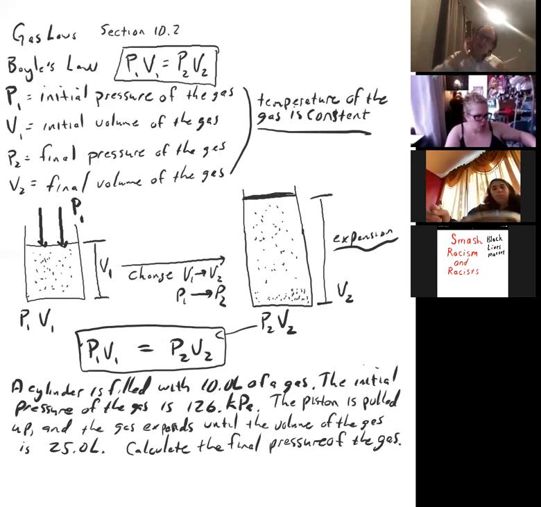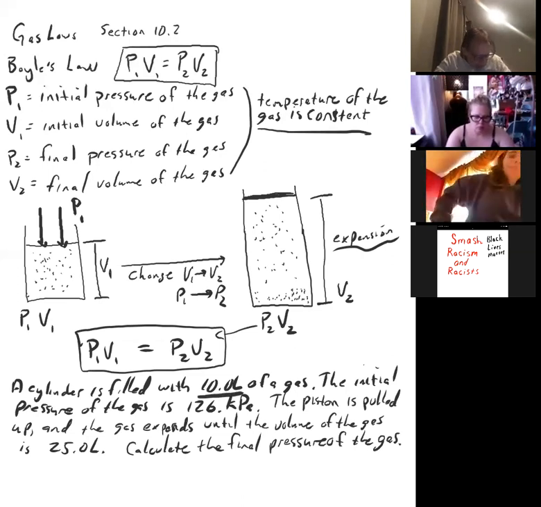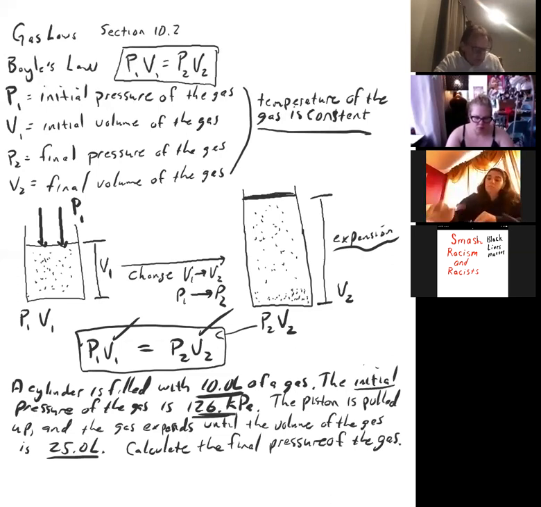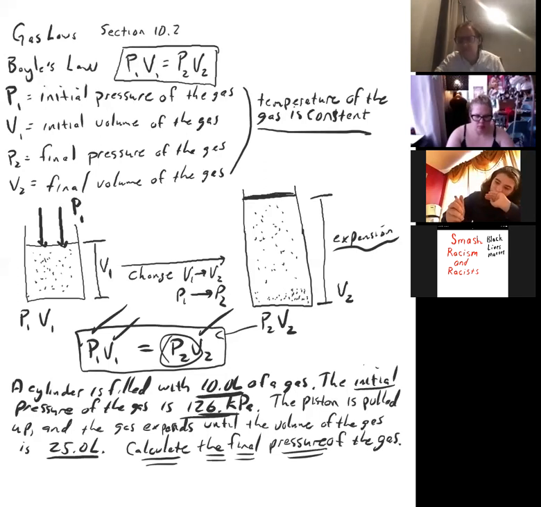Okay. So now here's how you approach it. You look and you know that it's a pressure volume problem, because they're giving you the volume at the beginning and the volume at the end. So that means you've got V1 and V2. Then they're telling you what the initial pressure is. It says the initial pressure is 126 kPa. That means you've got P1. And then they're asking you to calculate the final pressure. That's P2. So you can see everything's given in that problem, setting you up to find P2.